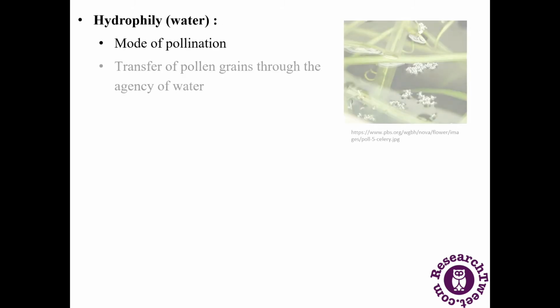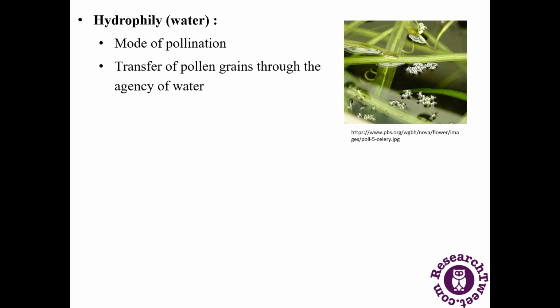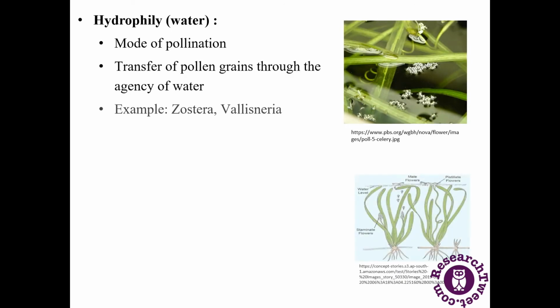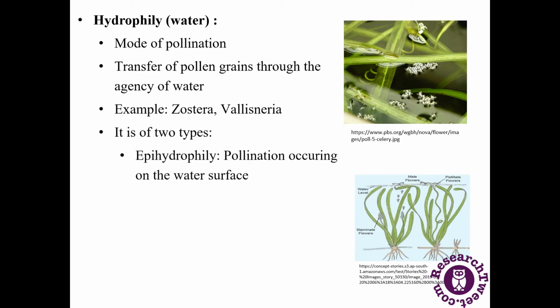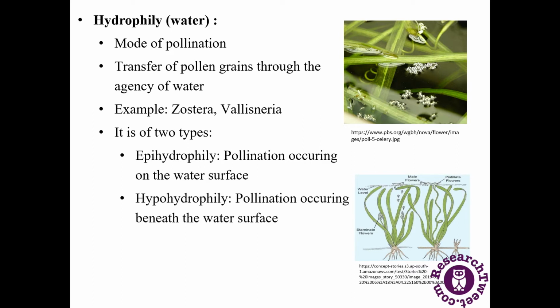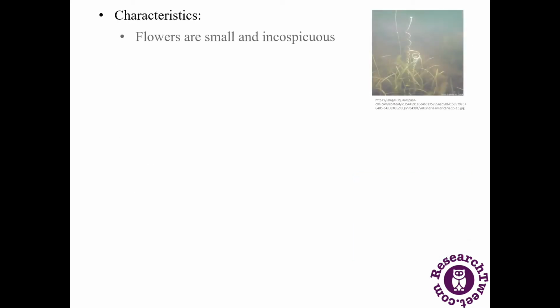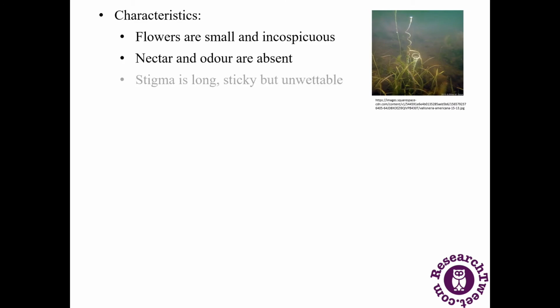Hydrophily, water. It is a mode of pollination or transfer of pollen grains through the agency of water. Example: Zostera, Vallisneria. It is of two types: epihydrophily, in which pollination occurs on the water surface; and hypohydrophily, pollination occurring beneath the water surface. Characteristics: flowers are small and inconspicuous, nectar and odor are absent, stigma is long, sticky, but unwettable.